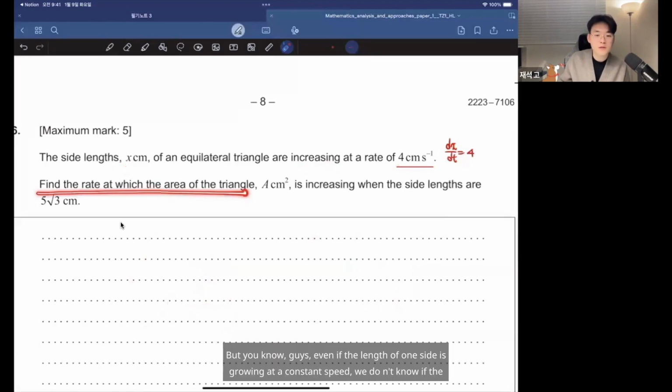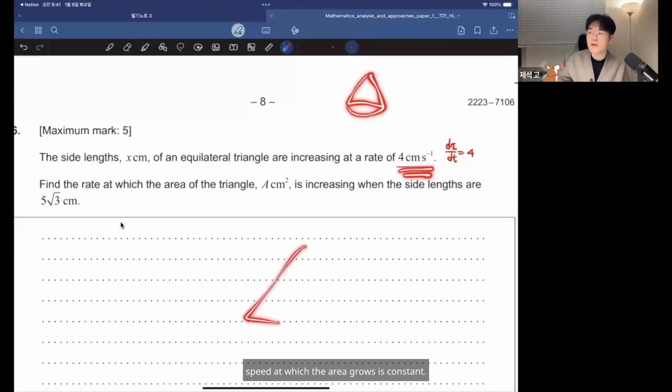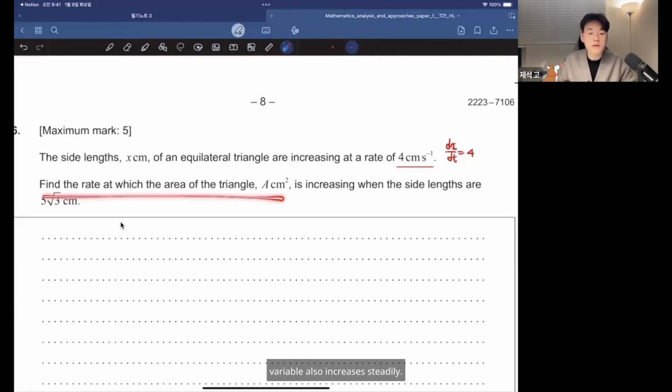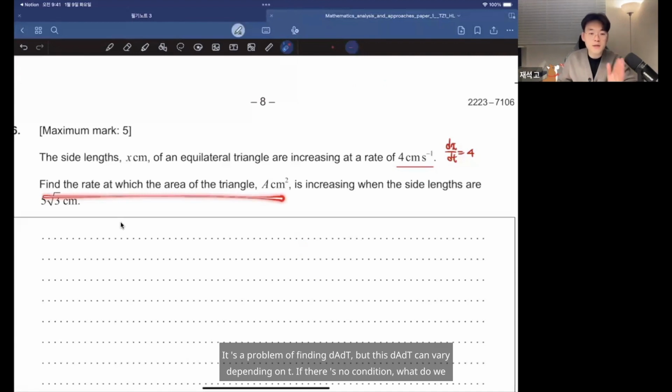But you know, guys, even if the length of one side is growing at a constant speed, we don't know if the speed at which the area grows is constant. You know what I mean, guys? When multiple variables are intertwined, we don't know if one variable increases steadily, whether the other variable also increases steadily. It's a problem of finding dA/dt, but this dA/dt can vary depending on t. If there's no condition, what do we find?